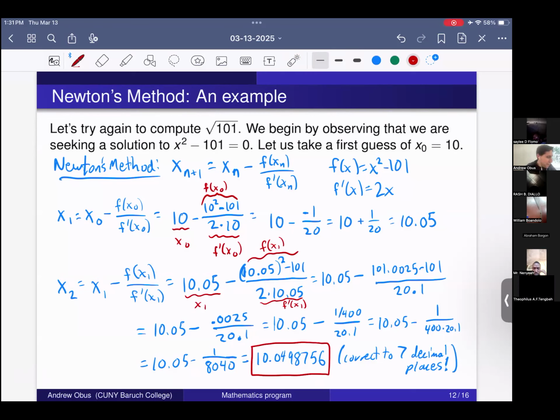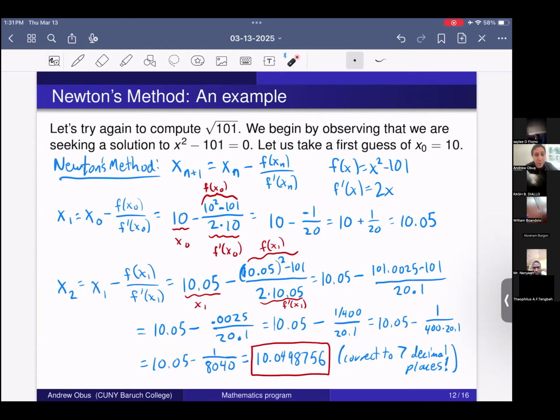Okay, so from this, even if you needed a calculator to do 1 over 8,040, this is telling you that up to here, you didn't need a calculator, right? So square root of 101 is extremely close to 10.05 minus 1 divided by 8,040. Okay? So these two steps of Newton's method gives you the square root of 101 up to 7 decimal places. So that's pretty amazing. And if you did another iteration, you'd get like 20 decimal places correctly.